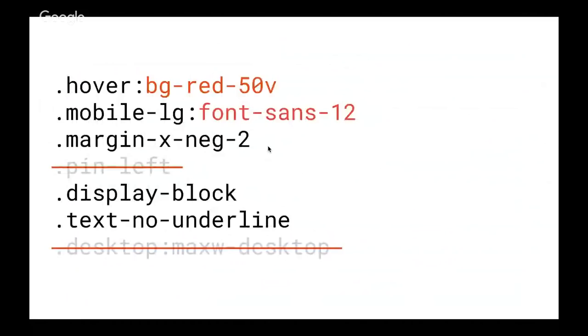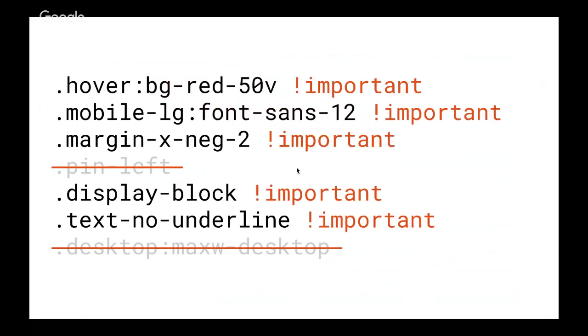And we have some custom output. So if you don't want the pin left utility, and you don't want the desktop style for max width, you can just turn that off. You can really fine tune and customize what you actually want to output. And that goes for colors and different styles as well. You can add important to all of them to be really sure that those override other styles as well. Turn it on, you can turn it off.